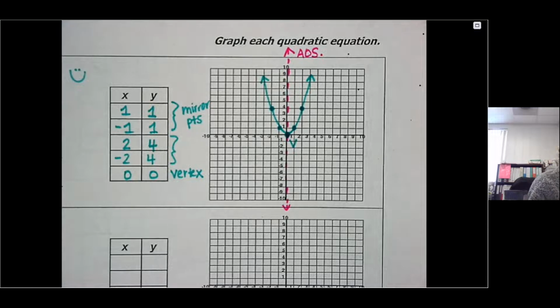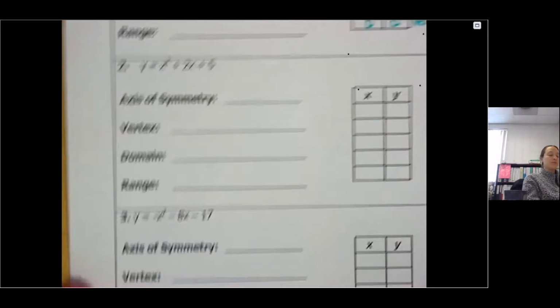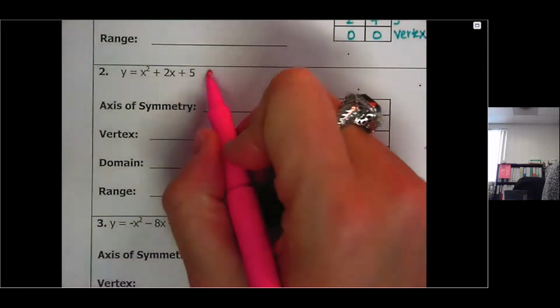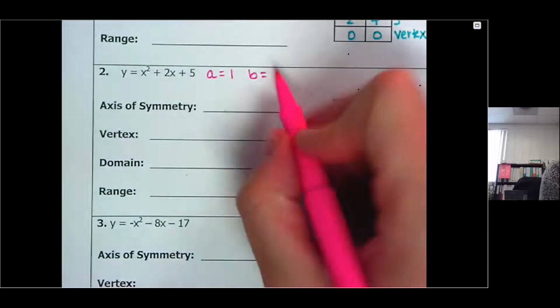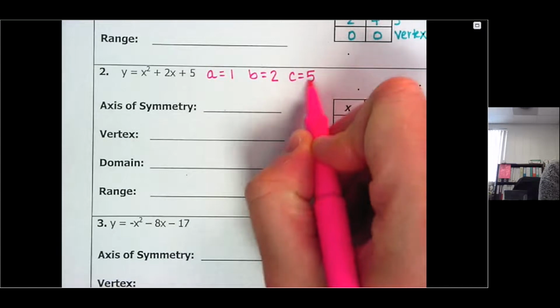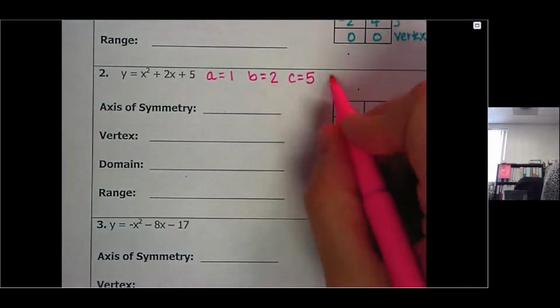All right. Let's do another one. We'll do two and three and then let you guys try the back sides. Okay. All right. Number two. What should be the first thing I do? The A, the B, and the C. Good. What is your A value? One. What's your B? Two. And what's your C? Five. Good. And actually, before I do anything else, is this going to be a happy graph or a sad graph? Happy. Happy graph. Good.